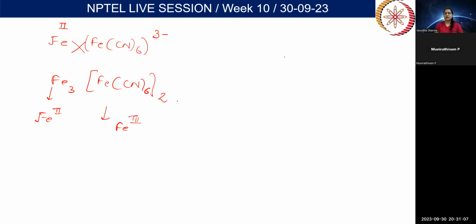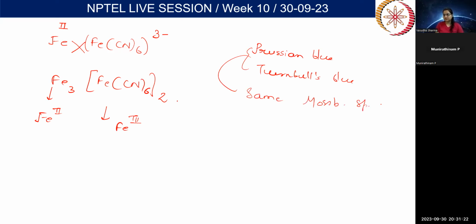Still we say that both the Prussian blue and Turnbull's blue give the same Mossbauer spectra. Why is it so? Firstly, we need to understand.